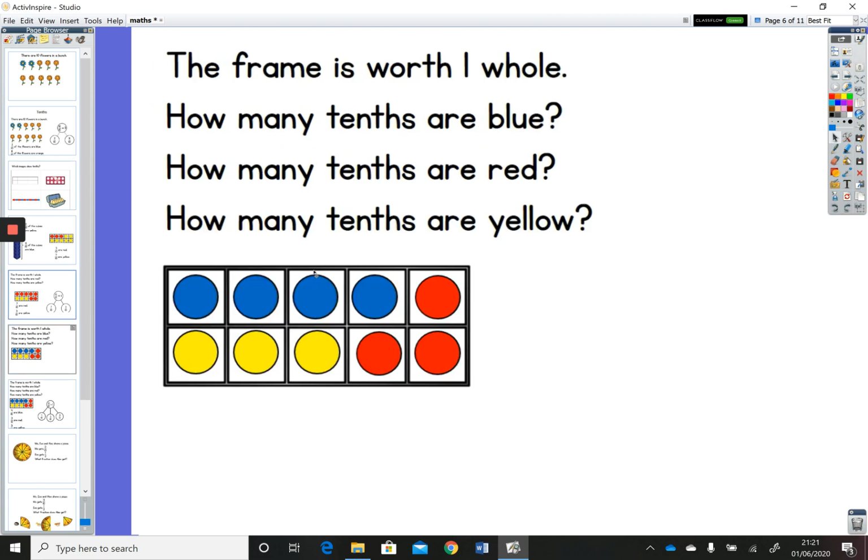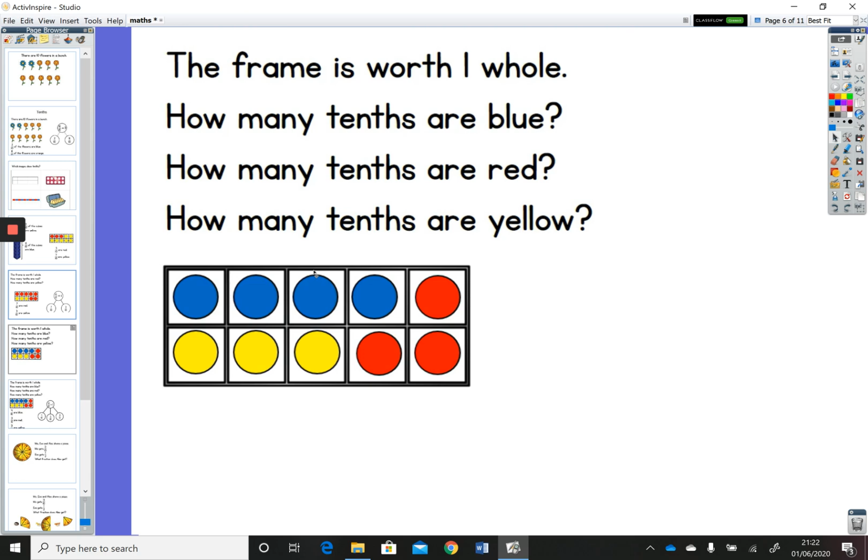let's move on. And we have another frame here, because remember, the part whole model doesn't just have to be split into 2 parts. It can have more than 2 parts. So how many tenths are blue? How many tenths are red? How many tenths are yellow? So what I would like to see you try and have a go at is writing those 3 fractions and then seeing if you can draw the part whole model. Again, pause me if you need to.